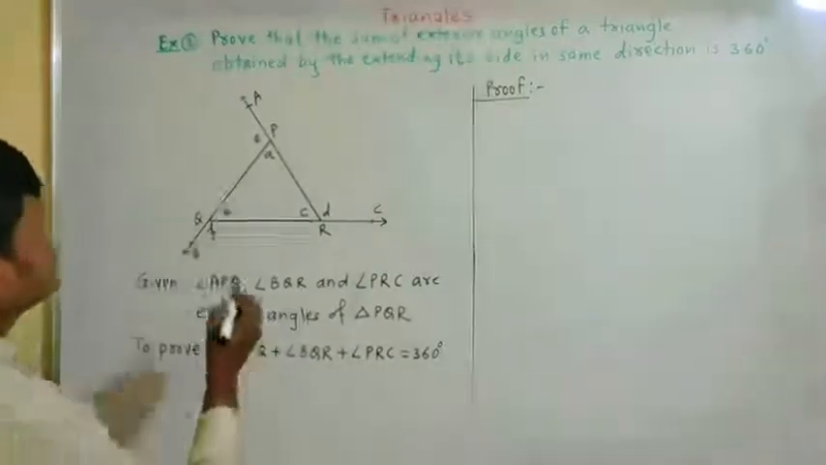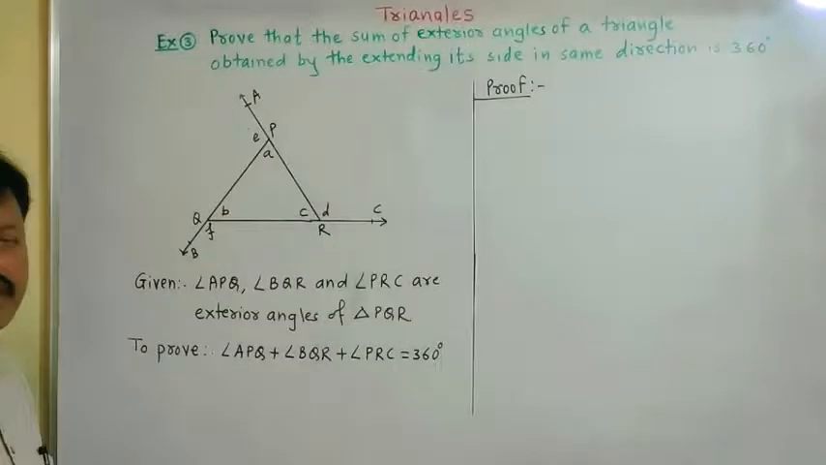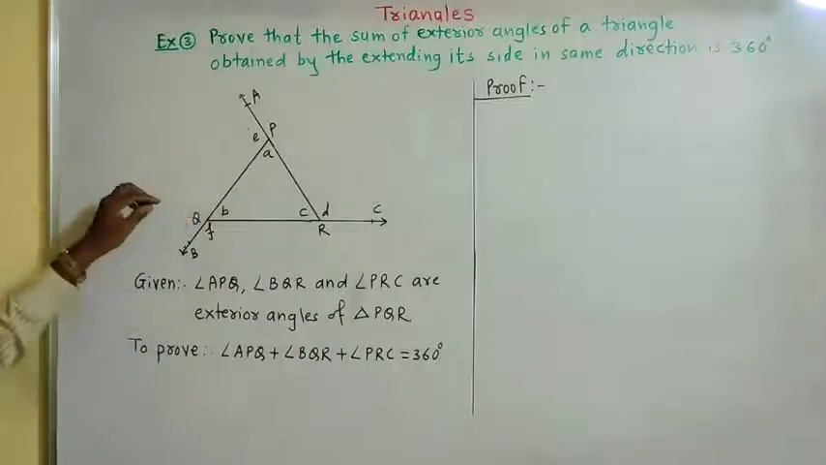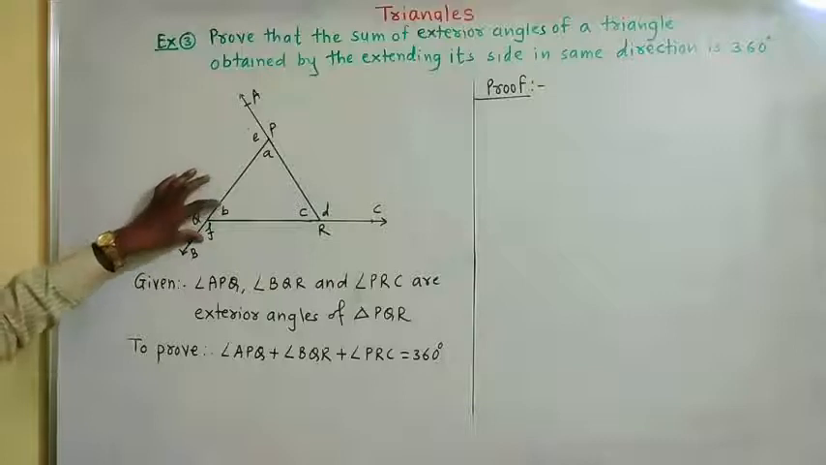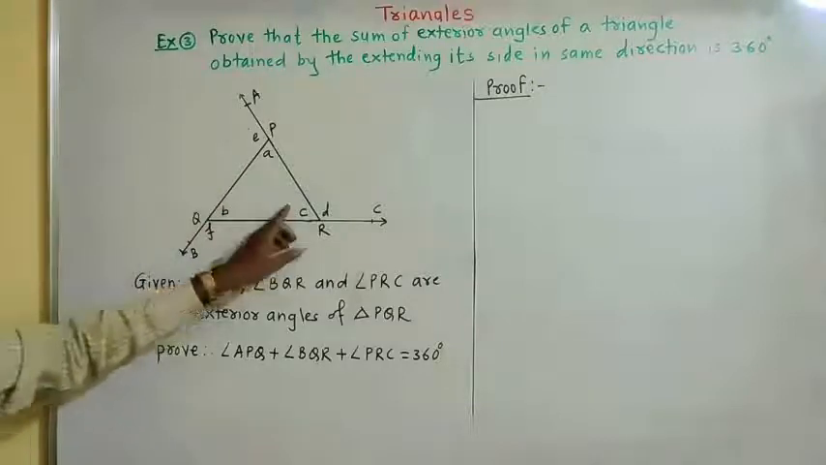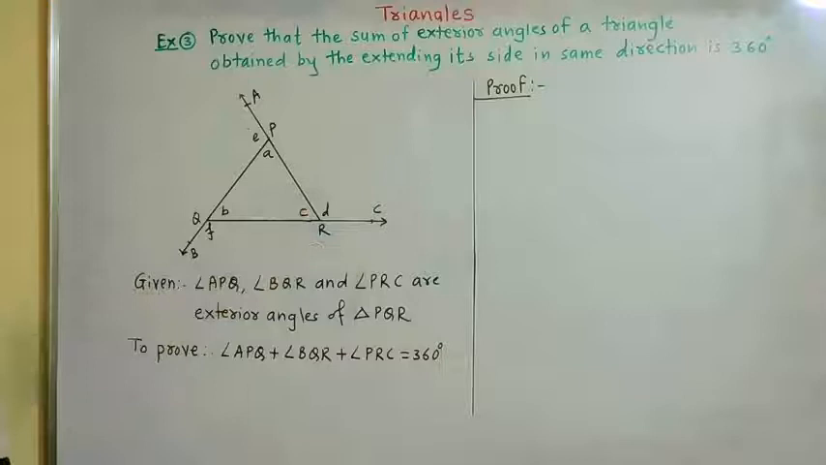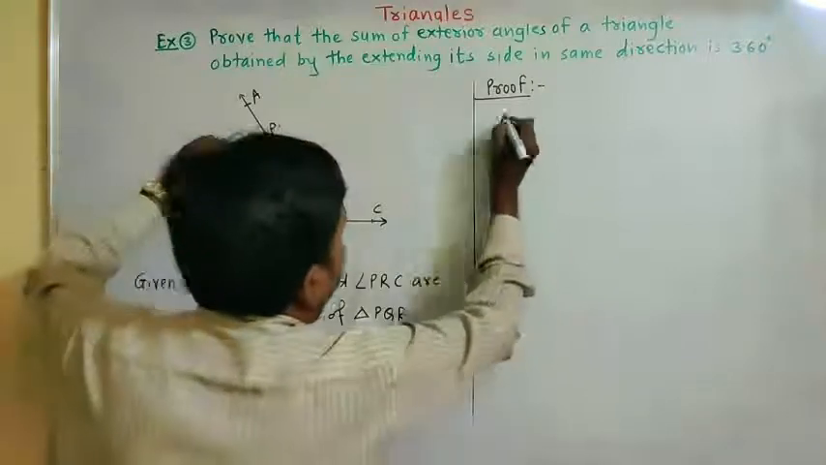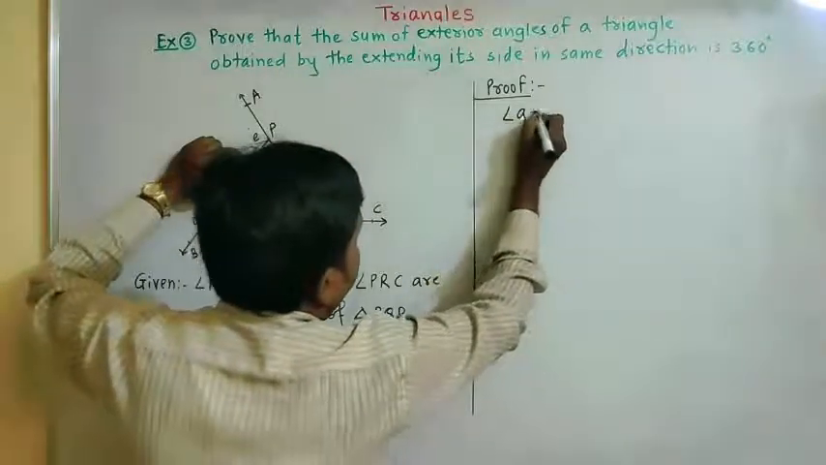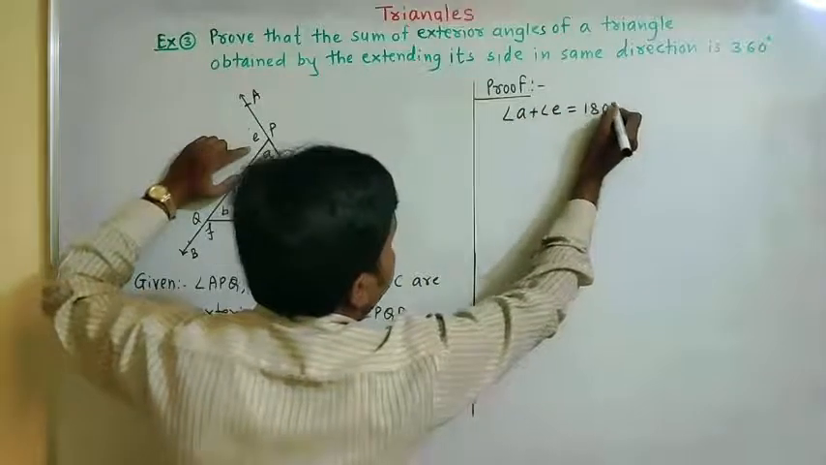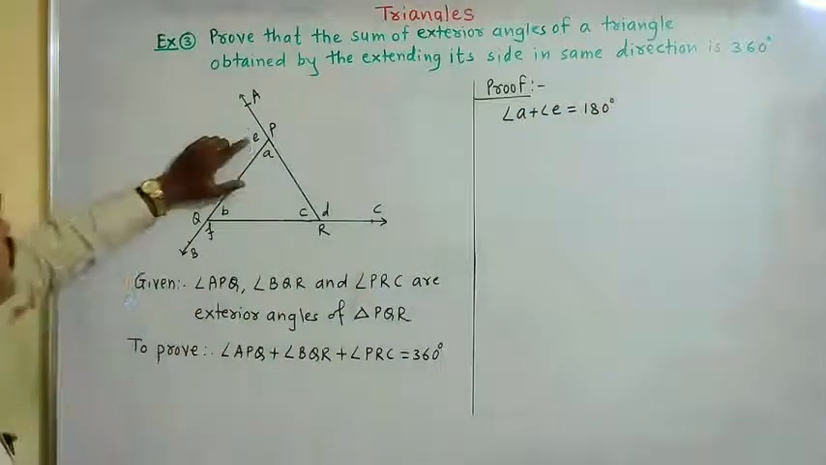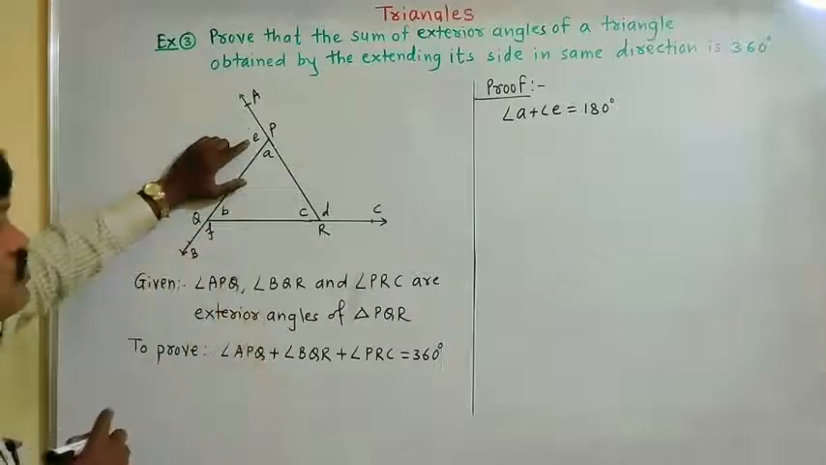Observe these angles. These angles are angles in a linear pair. Then these two angles, angle B and angle F, are also angles in a linear pair. And angles C and D are also angles in a linear pair. So the summation of these angles is 180 degrees. So I write: angle A plus angle E is equal to 180 degrees.